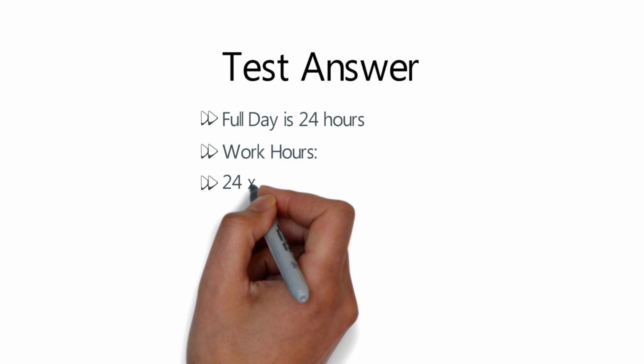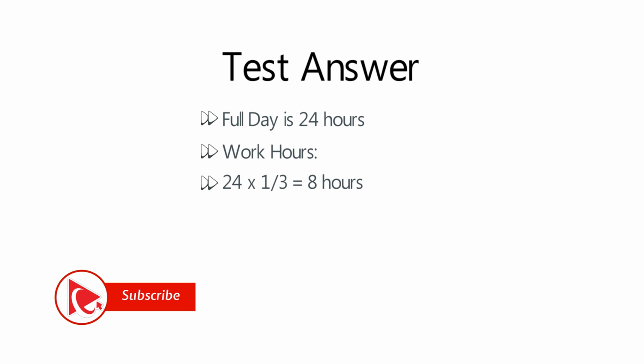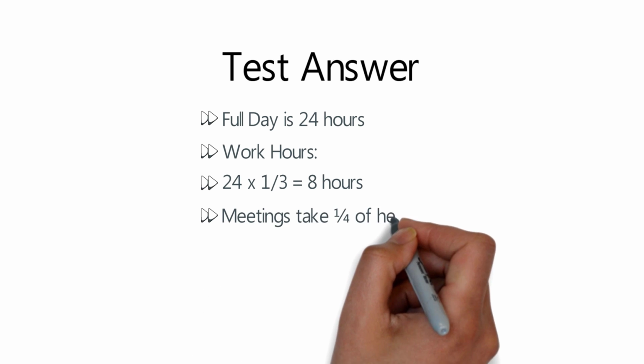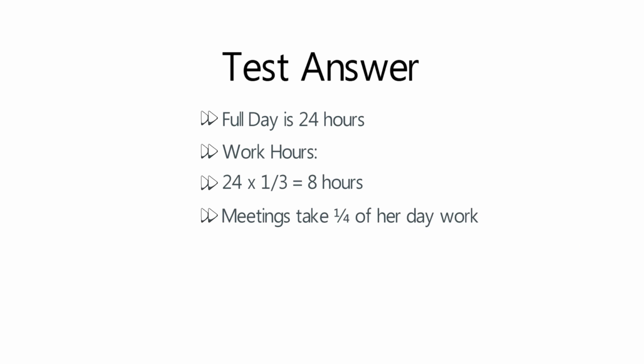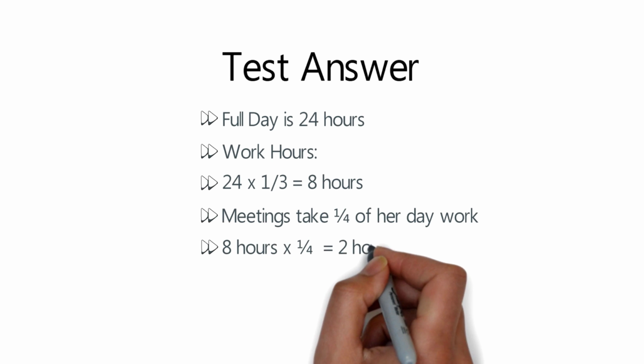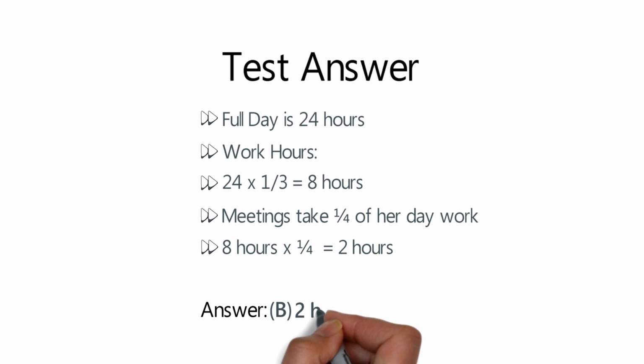They represent 1/3 of the full day, which is 8 hours. And we calculate it by multiplying 24 by 1/3, or actually dividing 24 by 3. Meetings take 1/4 of her workday. So to calculate how much time she spends in meetings, we need to multiply 8 hours by 1/4, and the result is 2 hours. So the correct answer is choice B, 2 hours.